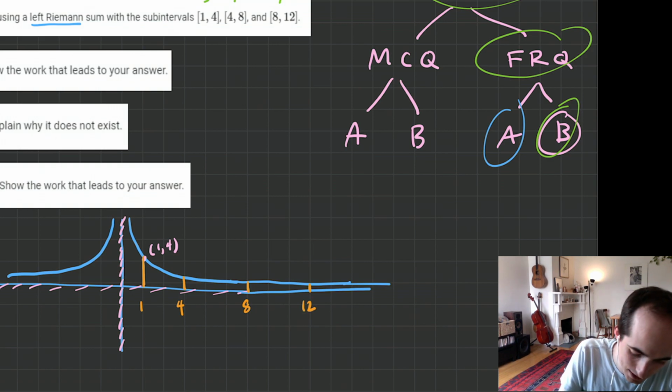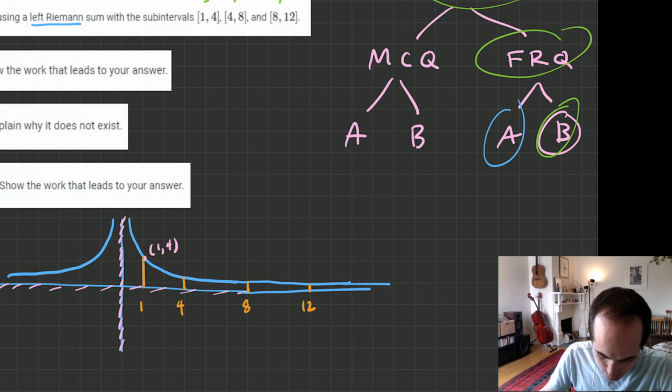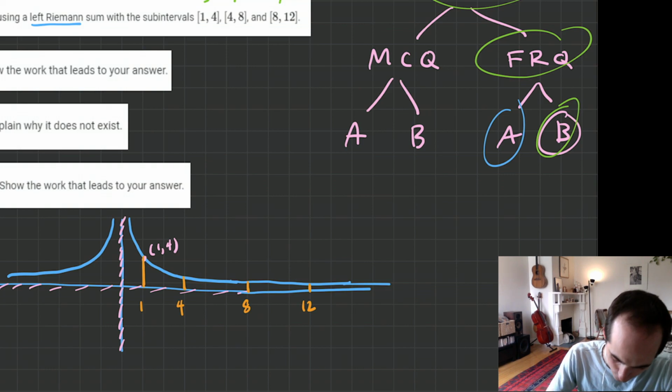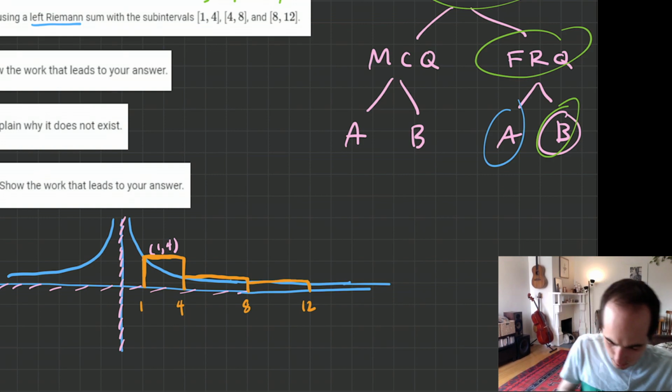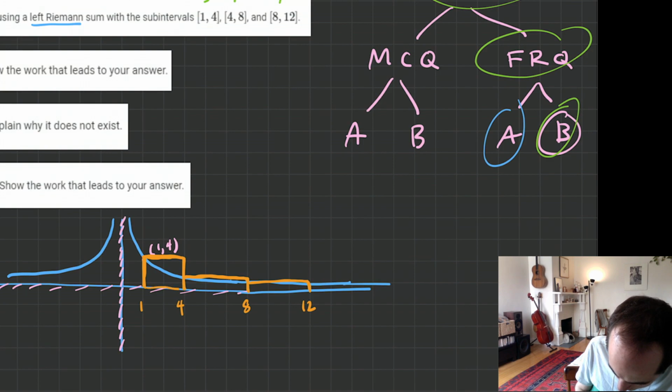And we are using the left Riemann sum. So that means that we take the left-hand endpoint. So that would be, in this case, this box right here. In this case, this box right here. Right? And then over here, it would be this box. Okay? And this is just a very rough sketch. But I just want to draw a little diagram to give you some idea of what we're asked to do.